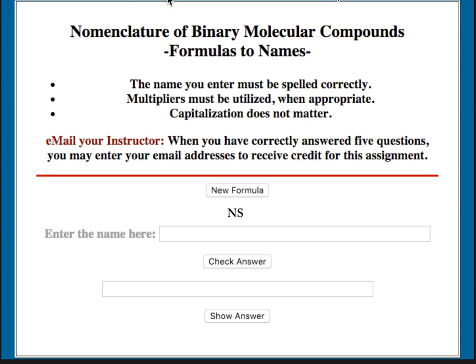First word is nitrogen, isn't it? We have 1 of our second element, so it's a monosulfide. And once again, you can do these all day. This is for molecular compounds.